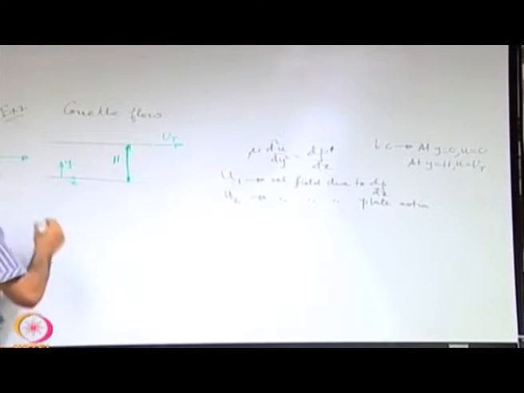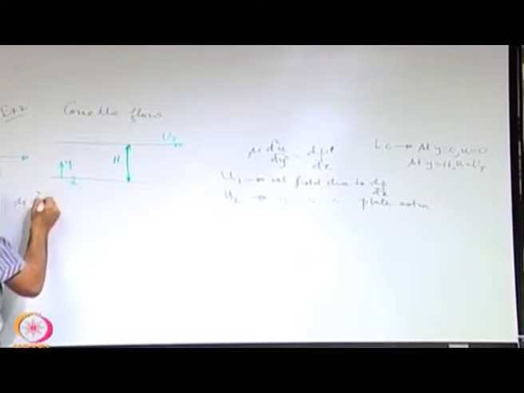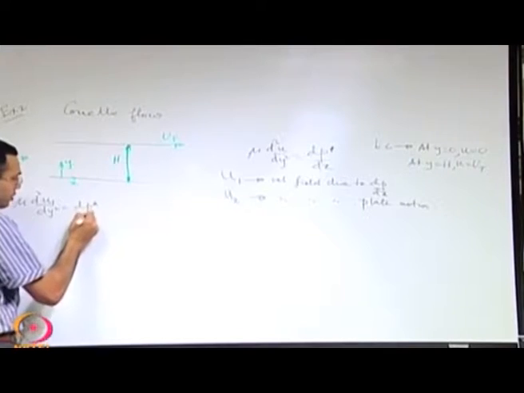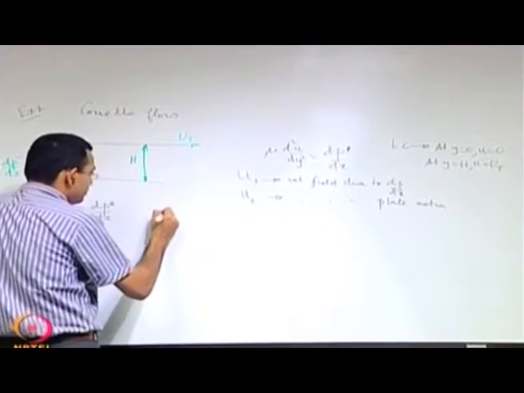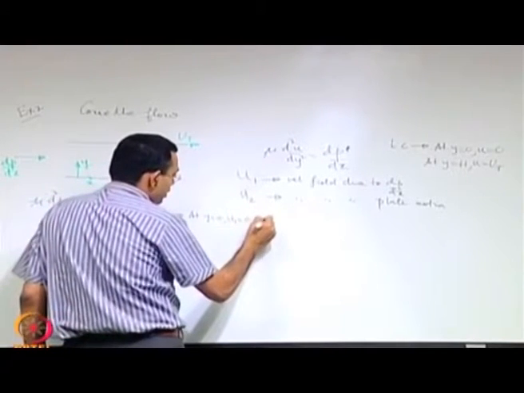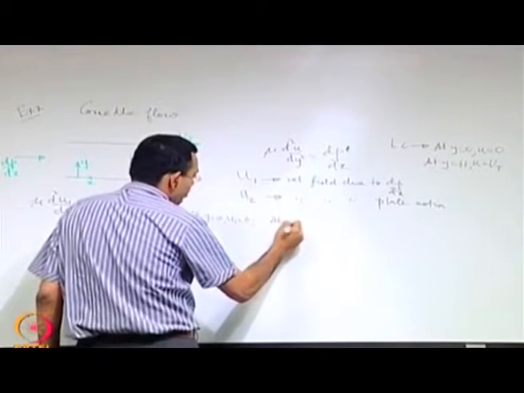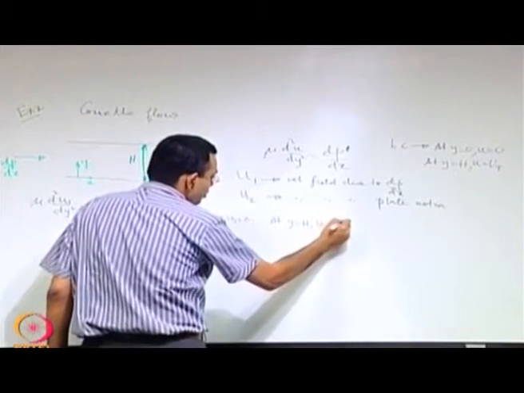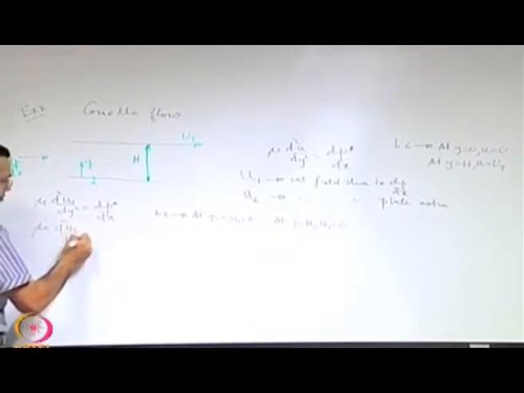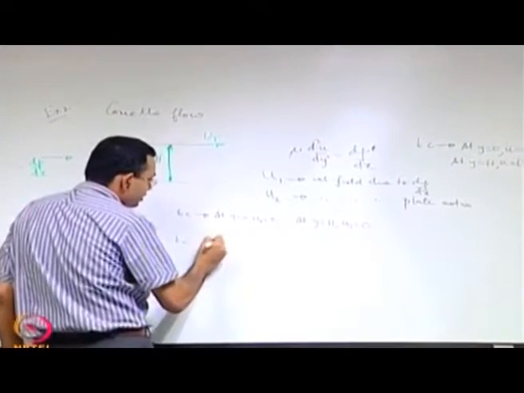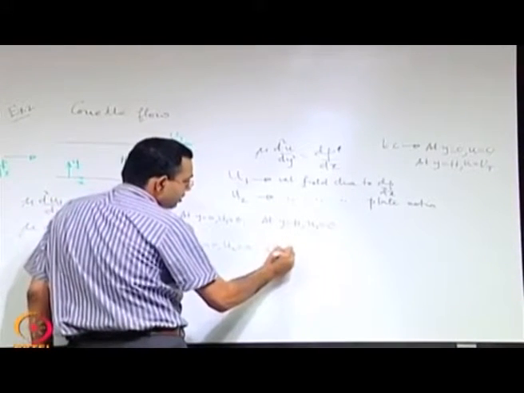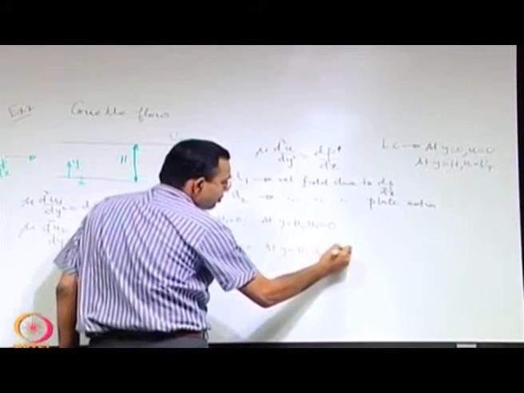Now, let us say that we are writing this problem in this way: mu d2u1/dy2 is equal to dp*/dx with the boundary conditions at y equal to 0, u1 equal to 0, and at y equal to h, u1 equal to 0; and mu d2u2/dy2 is equal to 0, with boundary conditions at y equal to 0, u2 equal to 0, and at y equal to h, u2 equal to ut.